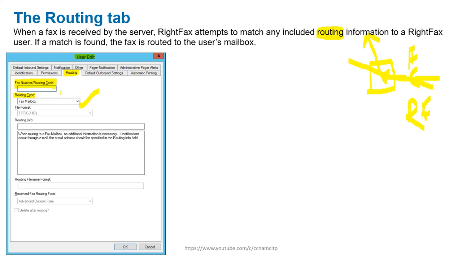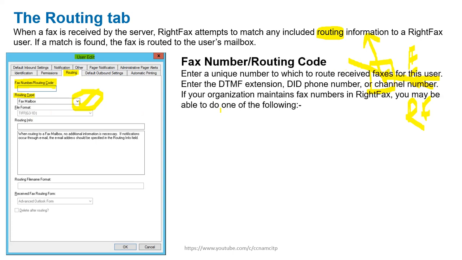There are lots of routing types available here if you click this drop down, and we will understand everything one by one. First of all, you can see fax number and routing code. This tab only we are talking about. Enter a unique number to which to route received faxes for this user. So that is what I'm telling you: we need to assign a routing code or routing information so that a fax can be received by the user. Apart from this, enter the TDMF extension, DID phone number or channel number.